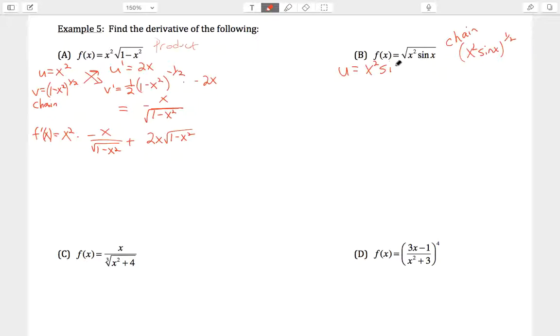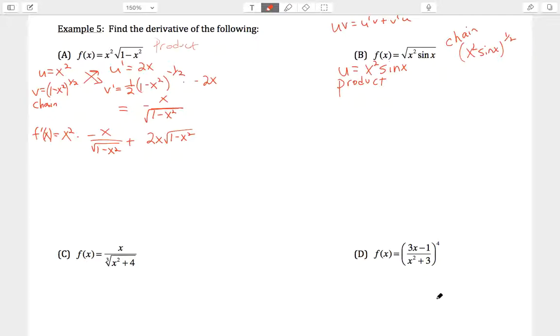So u is what? x squared times sine x. This is a product inside of our chain. This was a chain inside of our product. This is a product inside of our chain. I forgot what the product rule was. Same, I've been lost since yesterday when I quizzed. The product rule is derivative of the first times second plus derivative of the second times first.